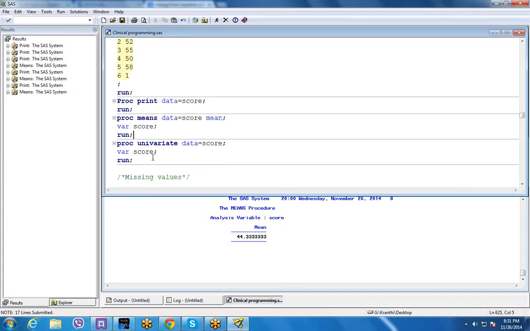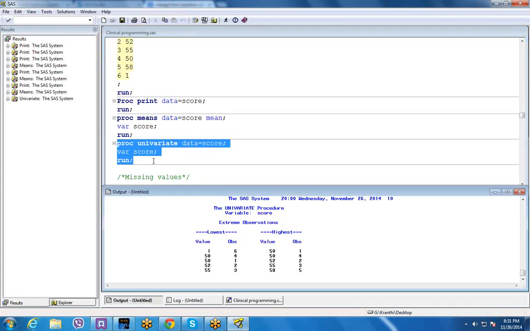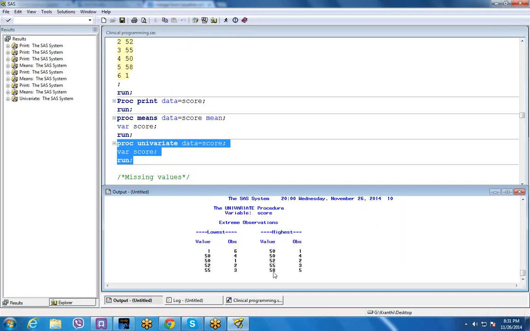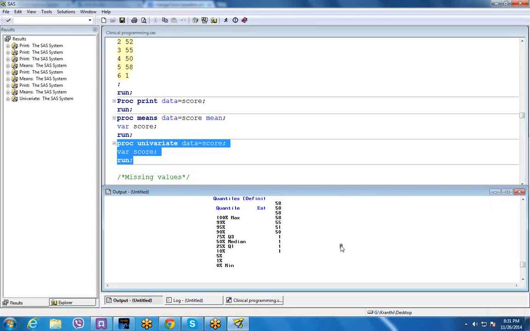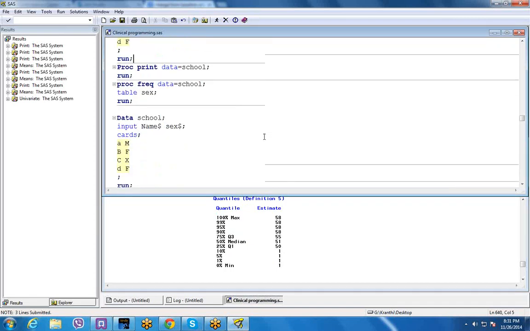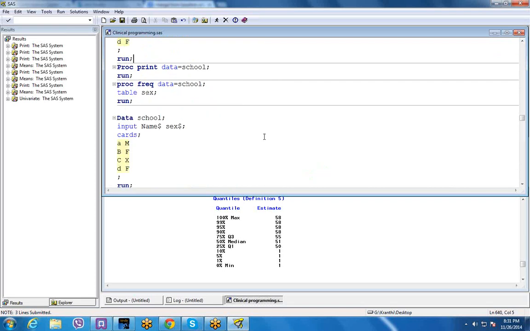To avoid this, usually we use a procedure called univariate to find the outliers. When you use the univariate, it shows the extreme observations, and whatever extreme observations are there, you just remove them. It will show you here, these are the extreme observations. In this case, remove that one. Using the univariate, you can find the outliers. Clear?